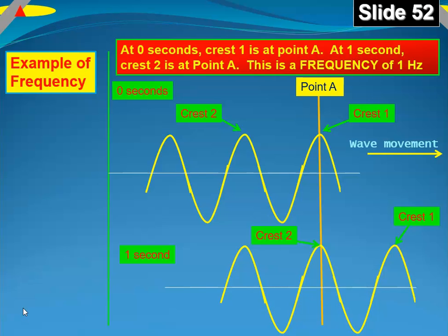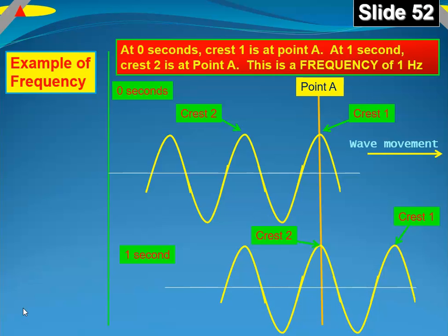So we left off with this slide explaining what frequency means. Frequency is how many cycles of a wave pass a point each second. If you look at the wave on the top, that has a crest. Crest 1 is directly beneath where you're standing. You're standing at point A looking down on that wave, and that wave is moving to the right.